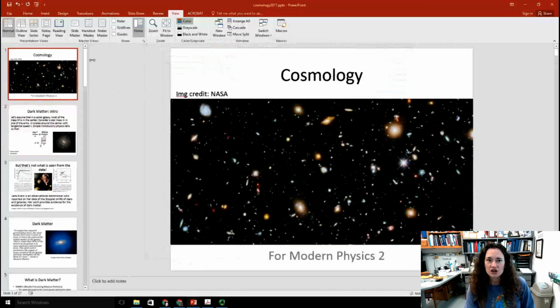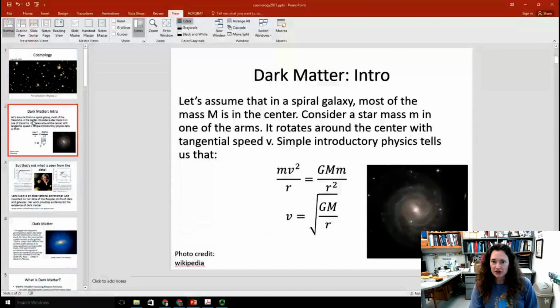So I'd like to talk to you today about cosmology and the fate of the universe. And I'd also like to introduce the ideas of dark matter and dark energy. So dark matter, one of the largest things that supported the idea of dark matter was Vera Rubin's work studying the rotational speeds of stars in spiral galaxies.